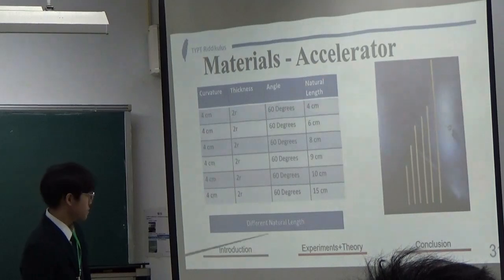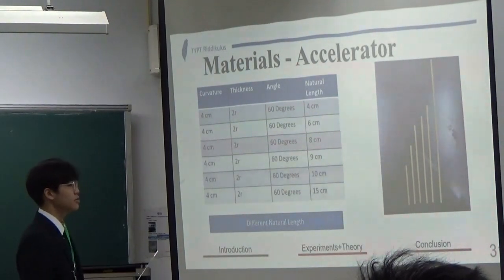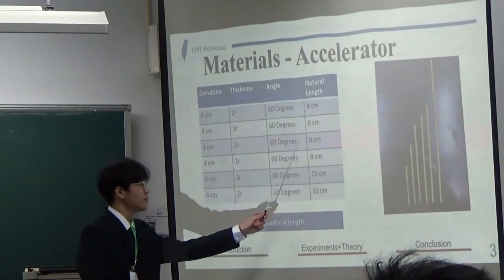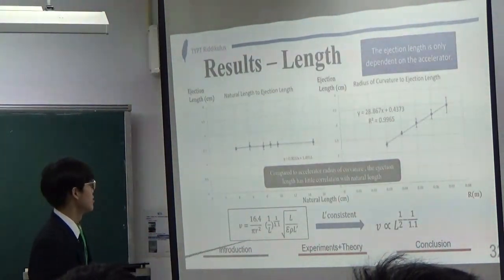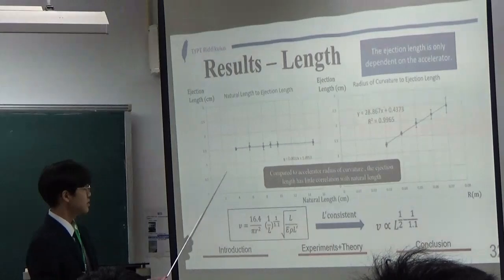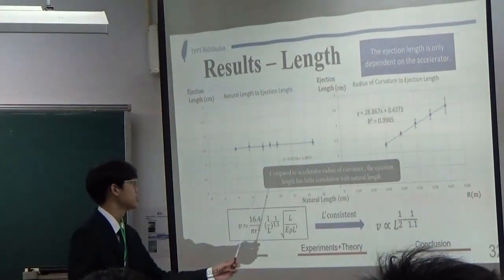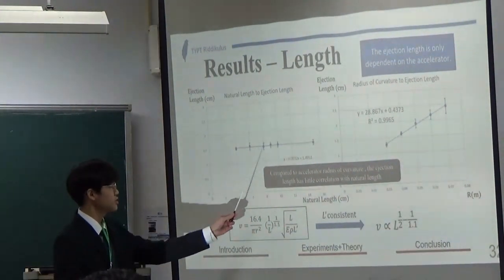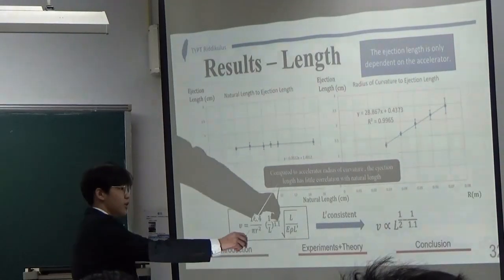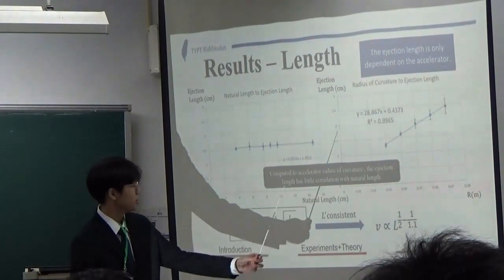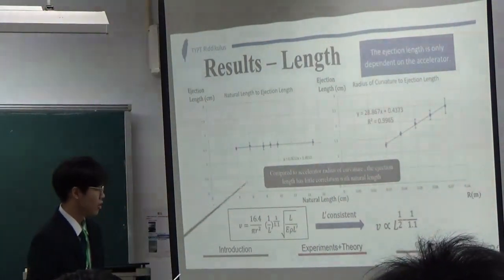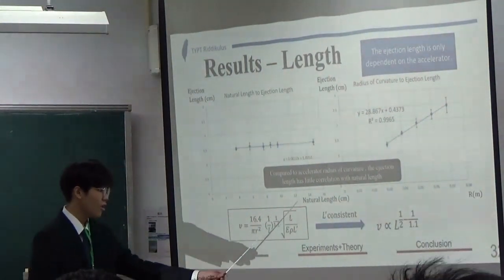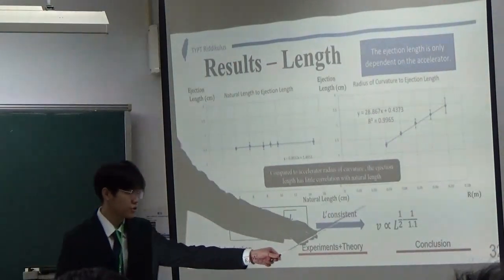And now is my experiment 5. We use these different natural lengths to do this experiment. And now is my data analysis. As you can see, when the natural length changes, the ejection length doesn't change much. So compared to the accelerator radius of curvature, the ejection length has little correlation with the natural length. According to our theory, if the error prong is constant, the velocity will be proportional to this parameter.